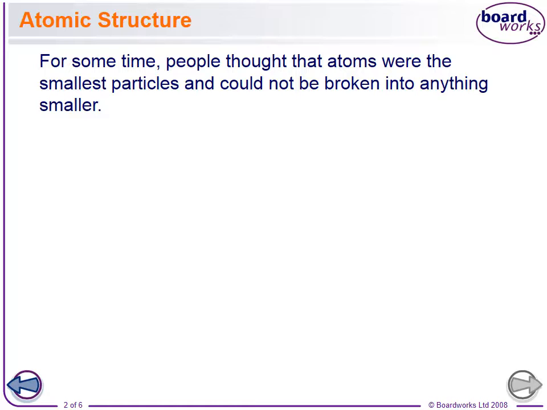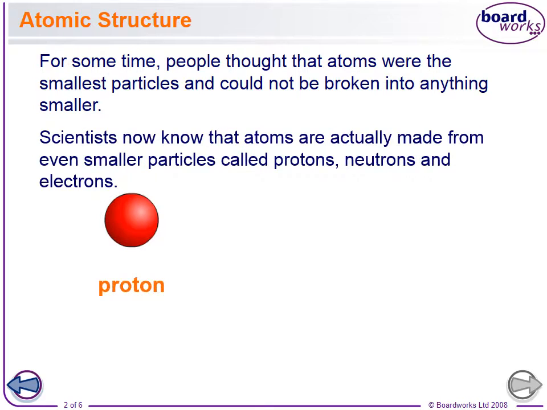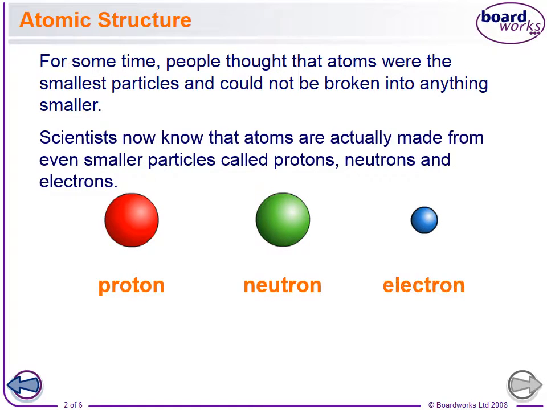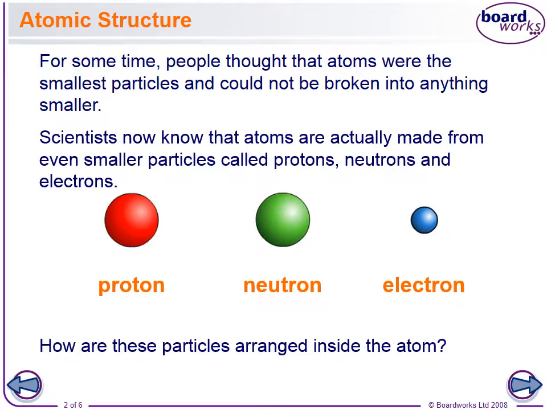And for a really long time, people thought that atoms were the smallest particles and that atoms couldn't be broken down into anything else. Scientists now know that atoms are actually made from even smaller particles called protons, neutrons, and electrons. Question is, how are these particles arranged inside of the atom?